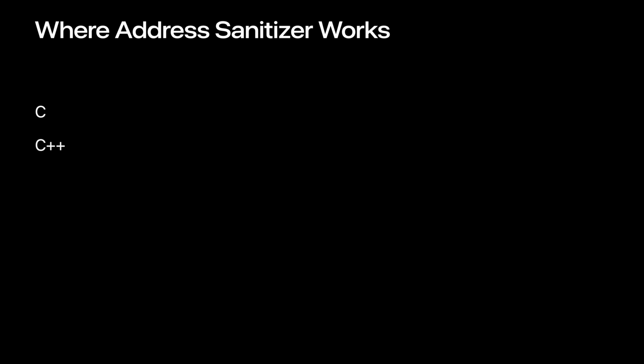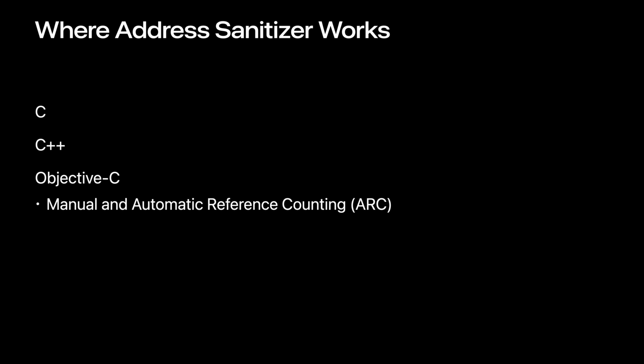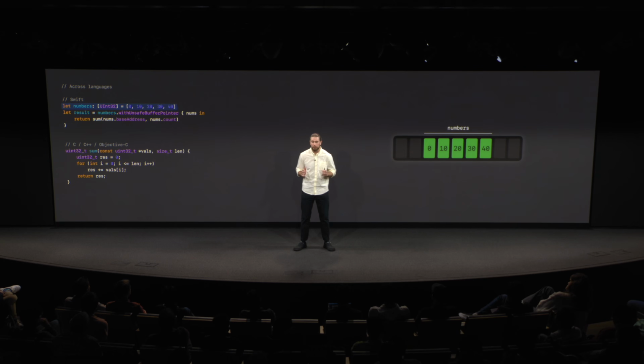As shown in the examples, C, C++, and Objective-C are all supported. For Objective-C, this includes manual and automatic reference counting. Finally, so is Swift, although pure Swift is unlikely to have any invalid uses of memory. Importantly though, Address Sanitizer also works across languages.